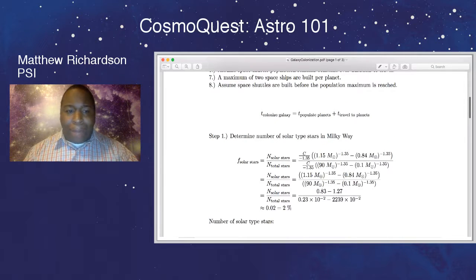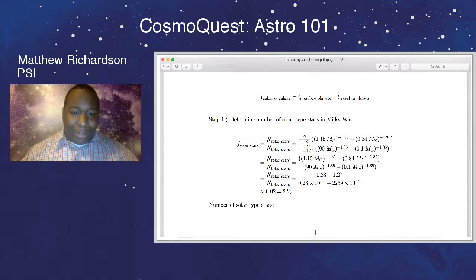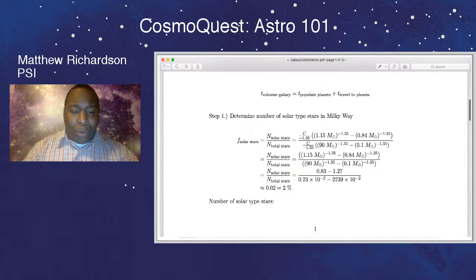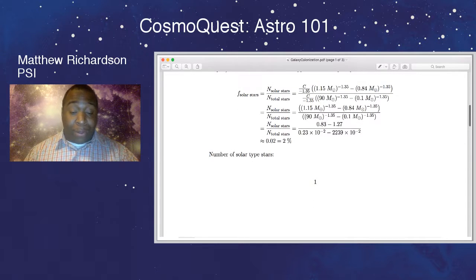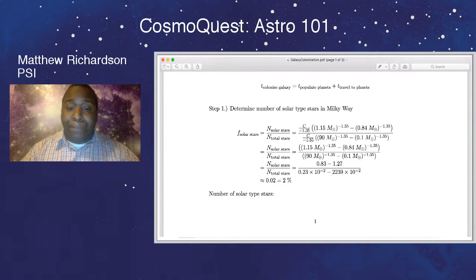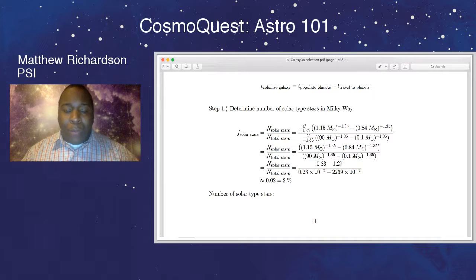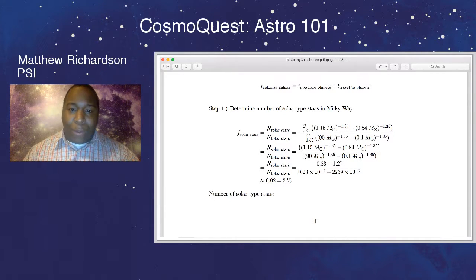If I'm not mistaken, Hanny asked two good questions at the very beginning: what's the fraction of solar type stars, and what's the average distance between the solar type stars in the Milky Way? We went through the calculation, which is seen here, and it relies on doing a little bit of math with the initial mass function, which we've talked about in previous streams.